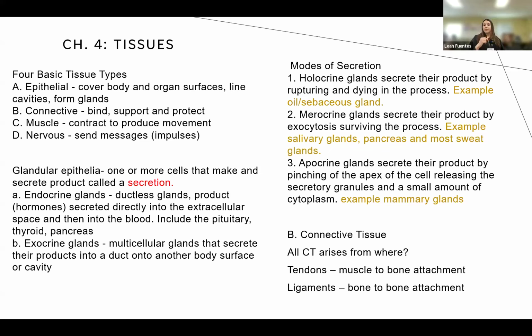The ligaments do bone to bone? Correct, yeah. And tendons connect muscle to bone. Yeah, muscle to bone.